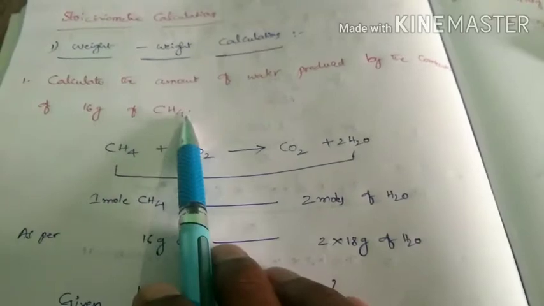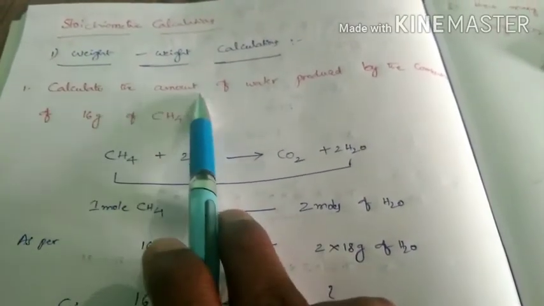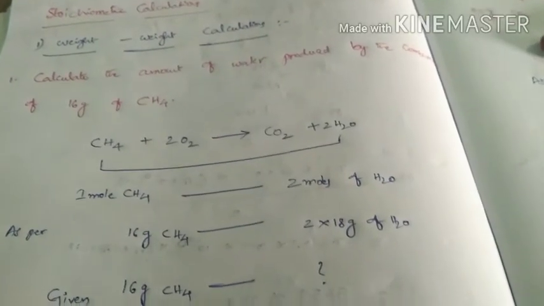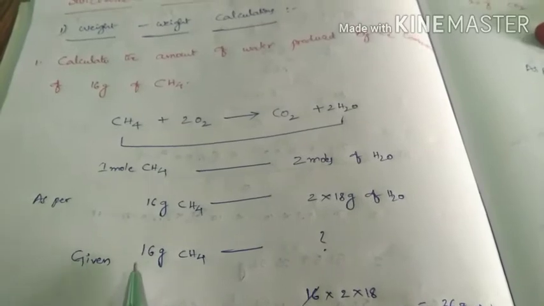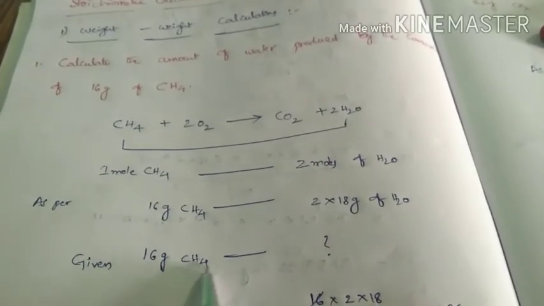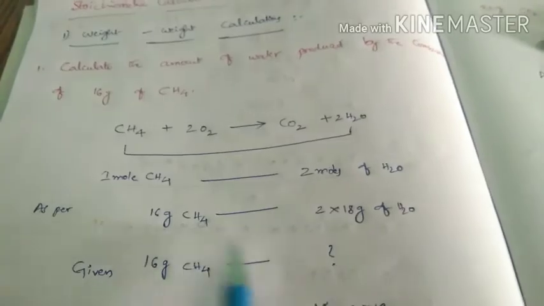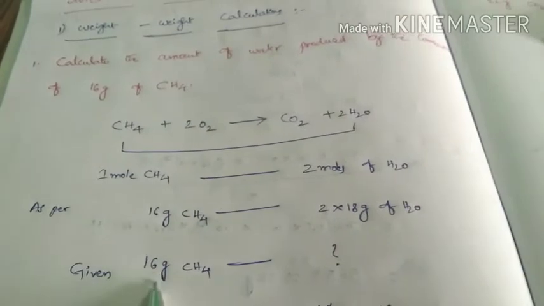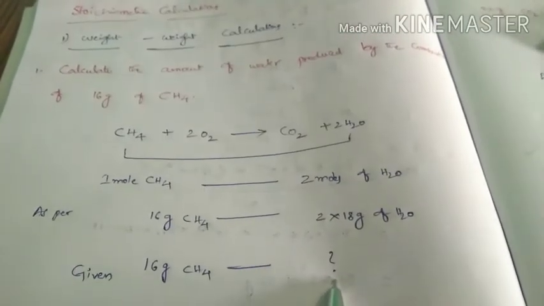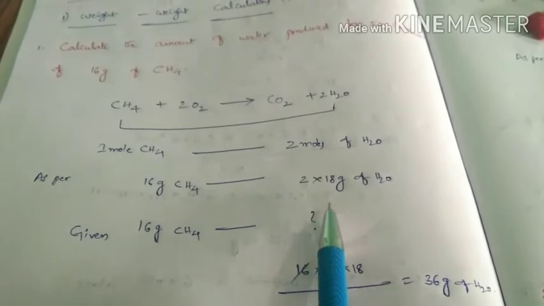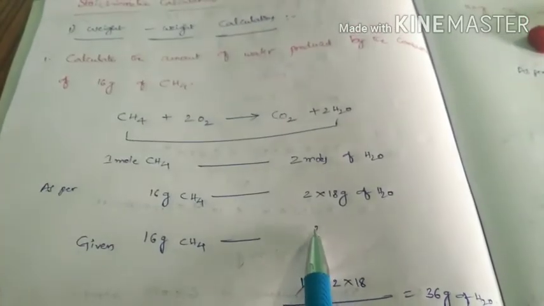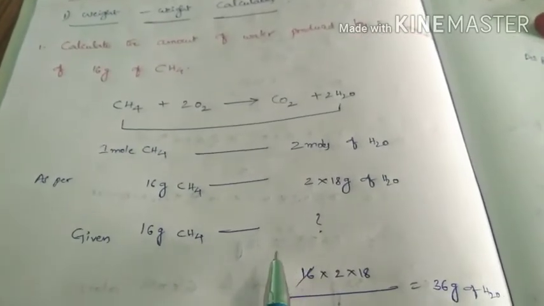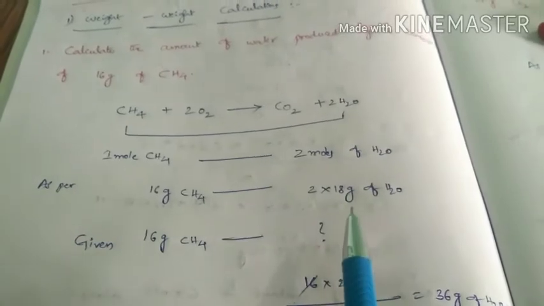Now apply the given condition. What is the given condition? What is the amount of water formed when 16 grams of CH4 undergoes combustion? As per the equation, 16 grams CH4 is there. As per the given condition also, we have 16 grams of CH4, how much water? That means we have to find the amount of water. The question mark comes on the right side here. So what we have to do? Finally, we have to cross multiply.